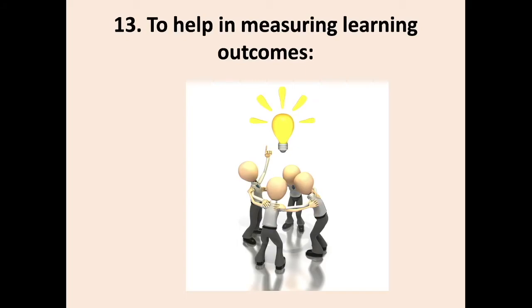The 13th point is to help in measuring learning outcomes. The teacher has taught, the students have studied it, and now the teacher has to measure the learning outcome. The learning outcome can be measured in different ways, maybe through a viva, maybe through a small chat, maybe through written examination. Even in written examination, we have different types of examination. Multiple choice examination is there, essay writing examination. So educational psychology guides us which type of method has to be employed for measuring the learning outcome of the student.